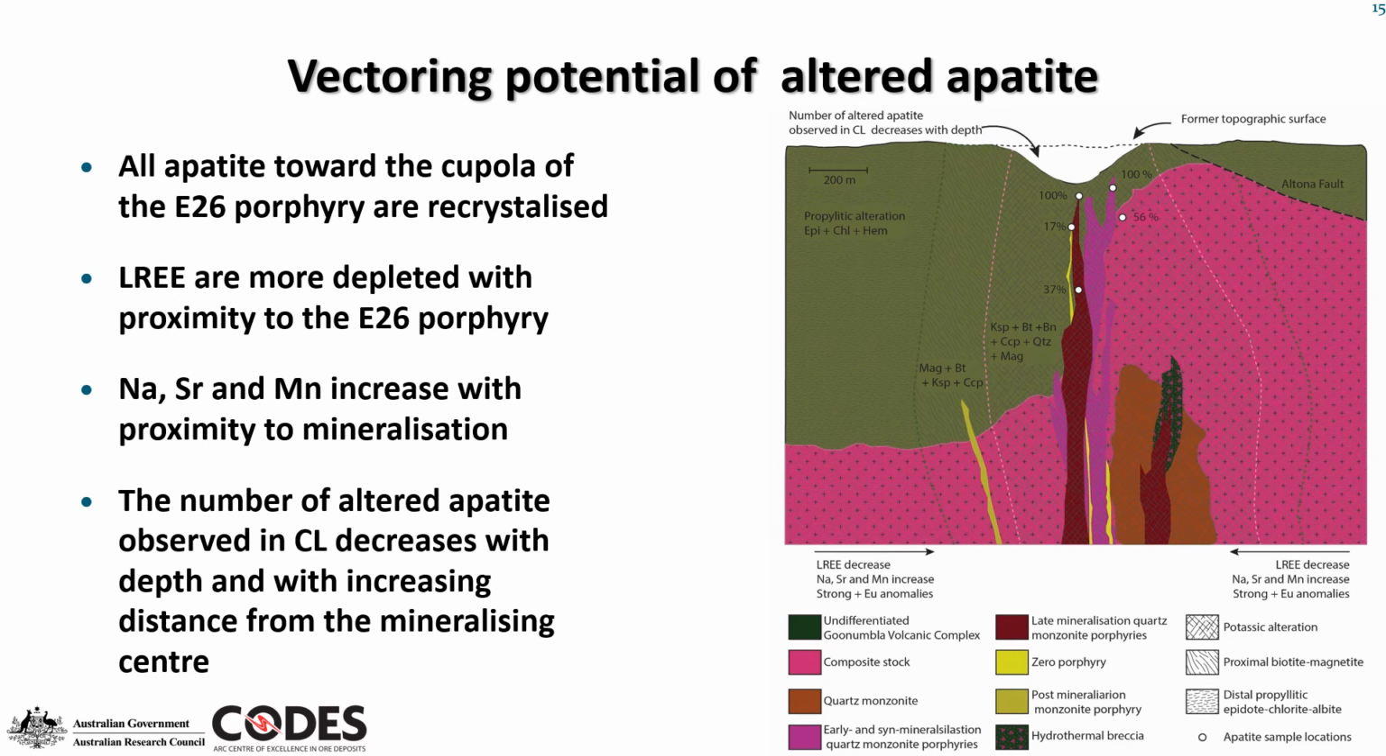I put together this schematic for vectoring potential of altered apatite at E26 as a case study. All apatite towards the cupola at E26 are recrystallised, so they have that complex colour CL response, bright yellow greens, and they're rare earth element depleted. So if you're lucky enough to be doing an air core program and want to do some apatite sampling from some sap rock, if you return either low rare earth element concentrations or internally complex colour CL responses, you're probably drilling on top of a porphyry, so it has some implications there.